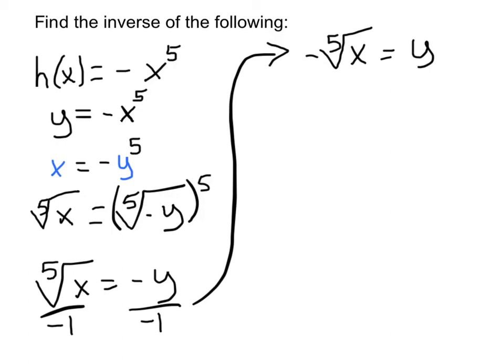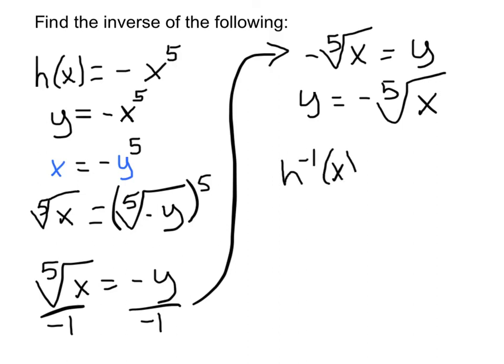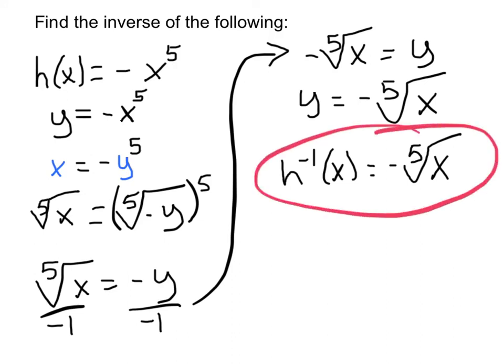Now, we're used to seeing the y on the left-hand side, the one that we just solved for, so I'm going to rewrite that now. Y is equal to negative fifth root of x. Okay, and when we write it as our final one, we'll write it in function notation. We started with an h of x, so our new one is going to be h negative 1 of x. H inverse of x is equal to negative fifth root of x. And that there will be your answer on this particular one. That's the inverse.